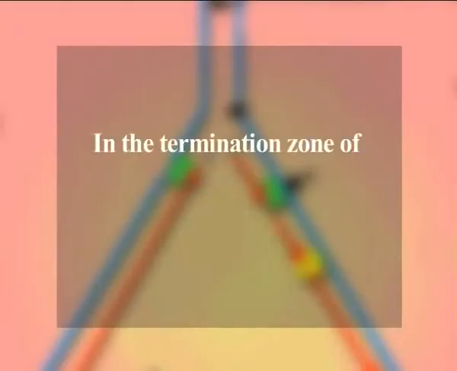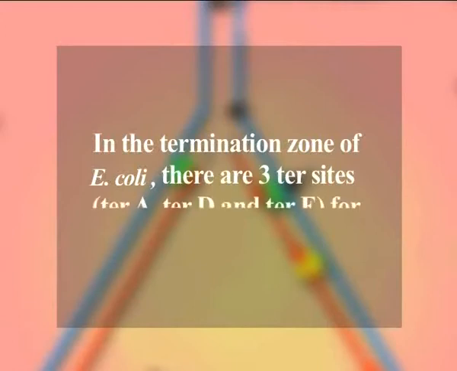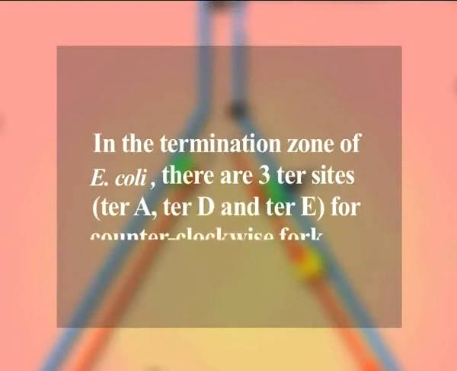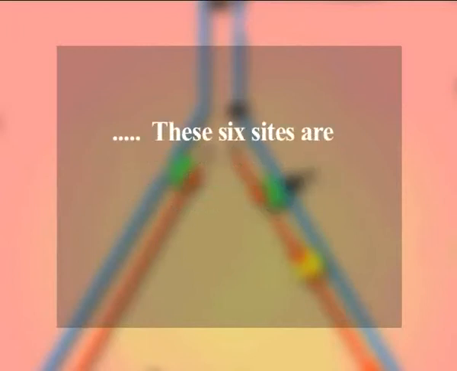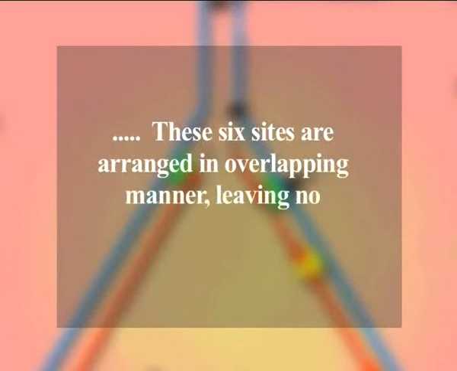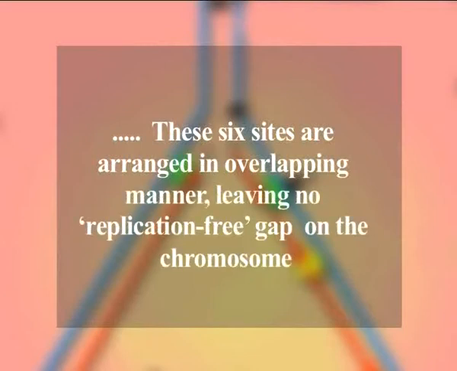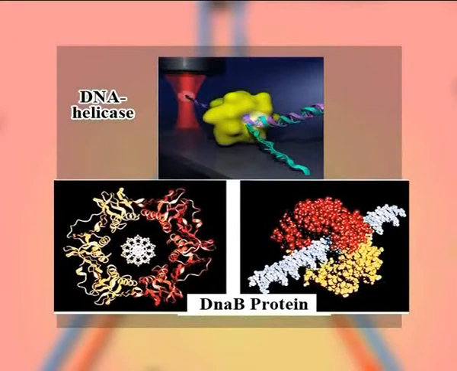In the termination zone of E. coli, there are three termination sites, TerA, TerD and TerE for the counterclockwise fork, and three termination sites, TerB, TerC and TerF for the clockwise fork. These six sites are arranged in an overlapping manner, leaving no replication-free gap on the chromosome. Tus proteins and the termination complexes formed at Ter sites stall the replication fork by inhibiting the DNA helicase, or DnaB.